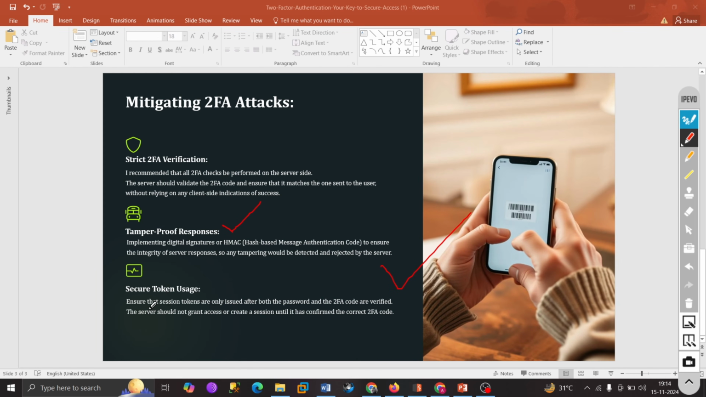Right? Then we have secure token usage. Ensure that session tokens are only issued after both the password and the 2FA code are verified. The server should not grant access or create a session until it has confirmed the correct 2FA code. That means unless both credentials are matched, they are not going to give you the cookie or session ID, and you would not be able to access it.